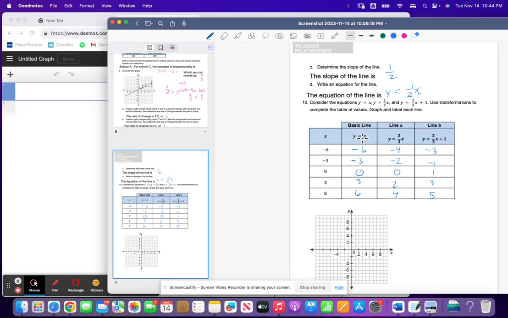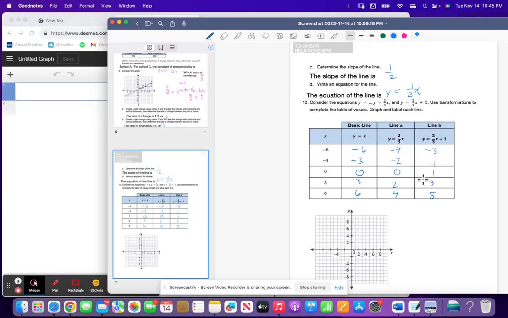And if you know that y is equal to x, then all these are the same as x, right? -6, -6, -3, -3, and so forth. If you have y equals 2/3 x, then whatever x is, say -6, you're going to take 2/3 of that. Divide by 3, you get -2, times 2, you get -4. Same thing here. You plug in -3, you're going to get -2. Okay, so you do that.